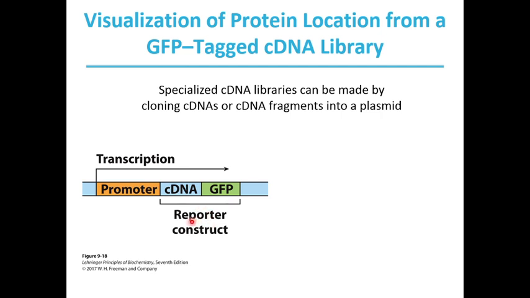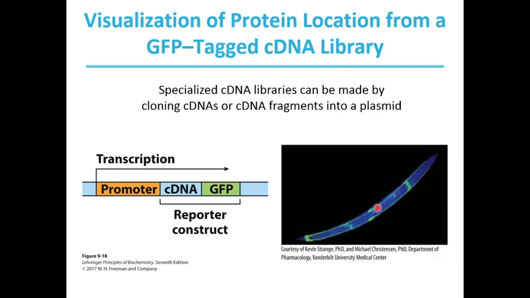Cloning of a cDNA next to the GFP gene creates a reporter construct as shown here. Transcription proceeds to the gene of interest, that is the inserted cDNA, and the reporter gene, that is GFP, and the mRNA transcript, the whole of this, is expressed as a fusion protein. The GFP part of the protein is visible with the fluorescent microscope if one were to look through it.